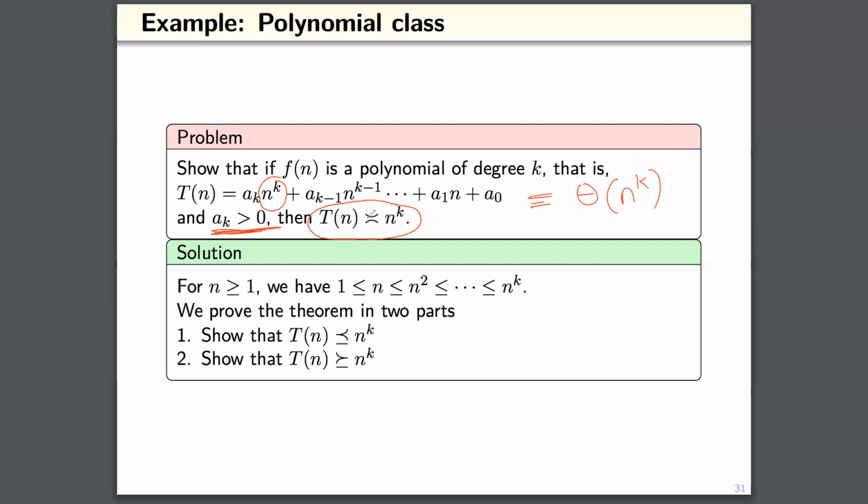Whenever we have something like this, in the set approach, how does it work? You can have two parts. Show that T(n) is less than or equal to n^k. Show that T(n) is greater than or equal to n^k. So there are two parts, right?